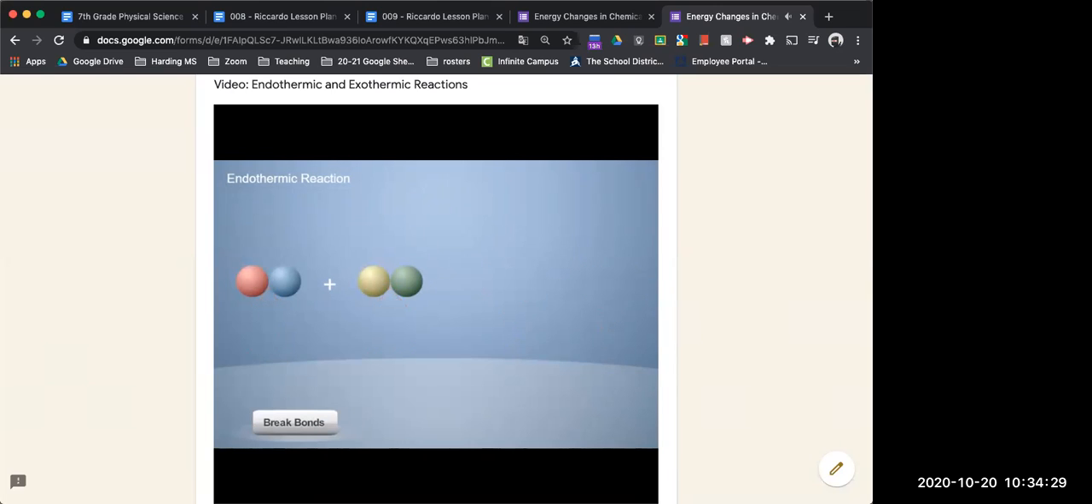Let's watch it again. A certain amount of energy is required to break apart the initial bonds in the reactants. When bonds form in the products, energy is released. Because this is endothermic, more energy goes in to break the bonds than comes out when new bonds are formed.